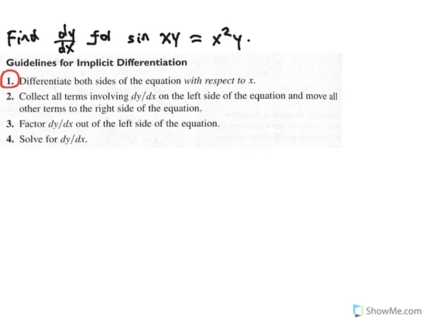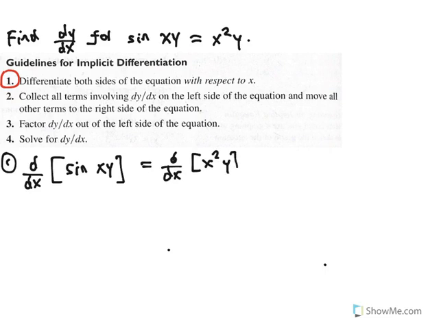We begin with step 1, differentiate both sides of the equation with respect to x. So we're going to write the derivative with respect to x of the left side of the equation is equal to the derivative with respect to x of the right side of the equation. You will recognize that on the right side of the equation you have a product, so you have to use the product rule. And on the left side of the equation you actually have a composition. You have sine, which is your outside function, and your inside function is x times y. So your inside function is a product.